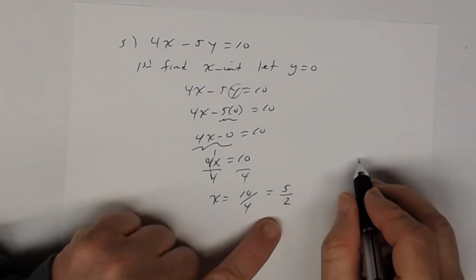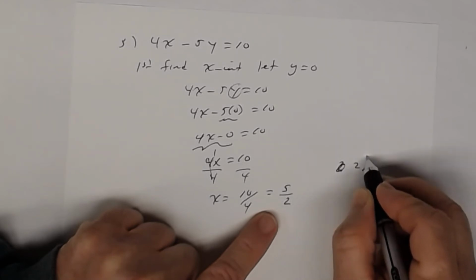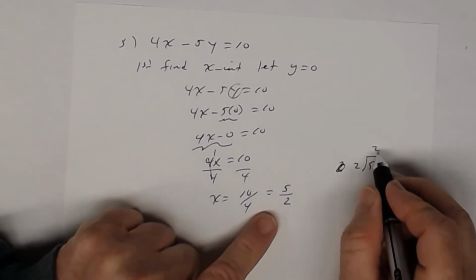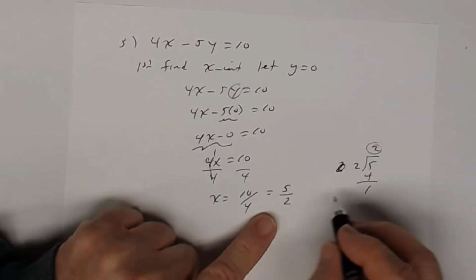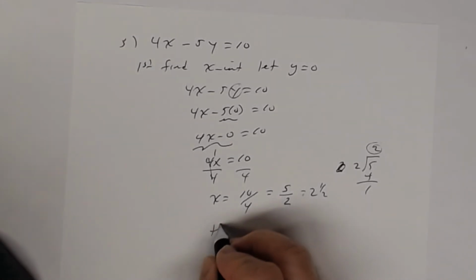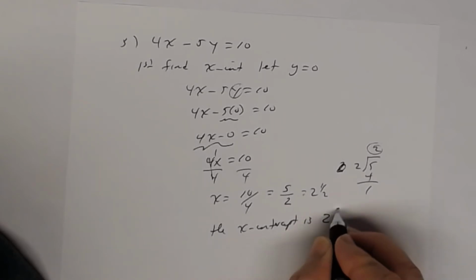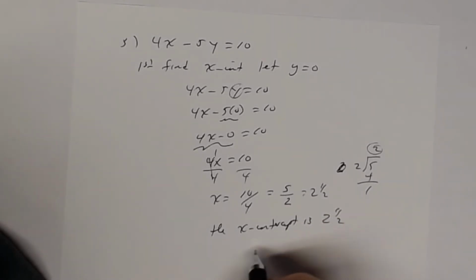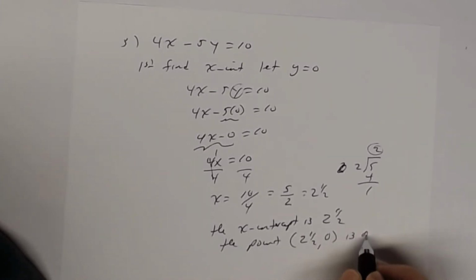So as a mixed number, see that's improper right here. So this is a mixed number. You're going to say 2 into 5 is 2 times. 2 times 2 is 4 with the remainder 1. So you get 2 and 1/2. So this becomes 2 and 1/2. So there's your x-intercept. So the x-intercept is 2 and 1/2. And as an ordered pair, you would say the point 2 and 1/2, comma 0 is on the line. All right.